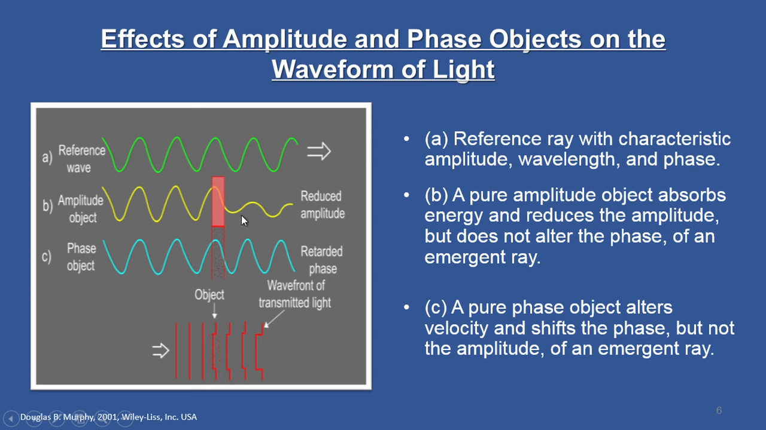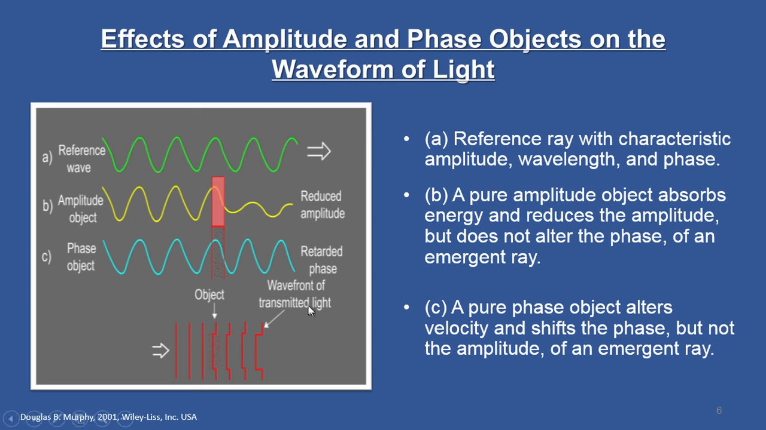So any material that exhibits this kind of behavior is classified as an amplitude object. And look at this C: the wave interacts with the object and comes out. The amplitude does not change, but the phase is changed. What is the change? It has been retarded to some value. We will see what the phase retardation is and what its value is. So any material which changes the phase of the wave is called a phase object.